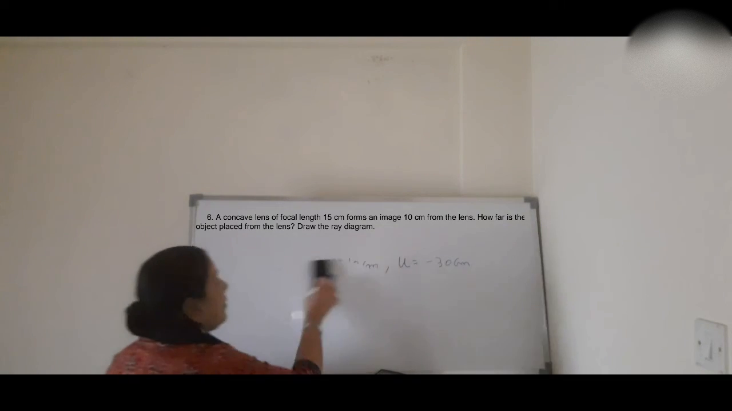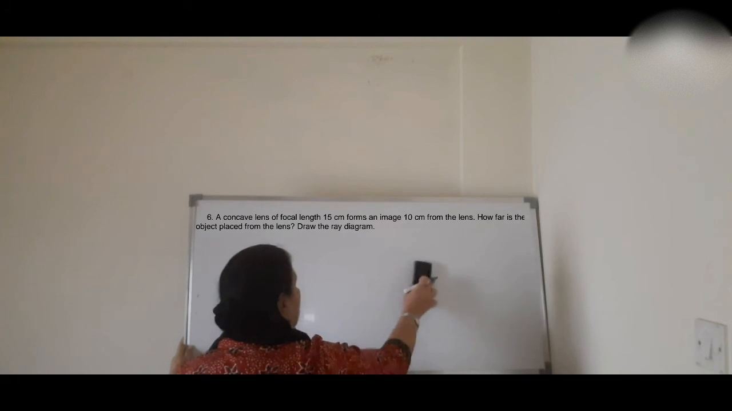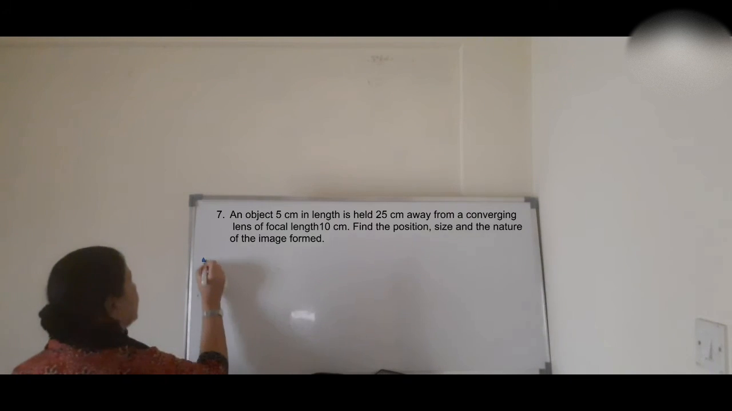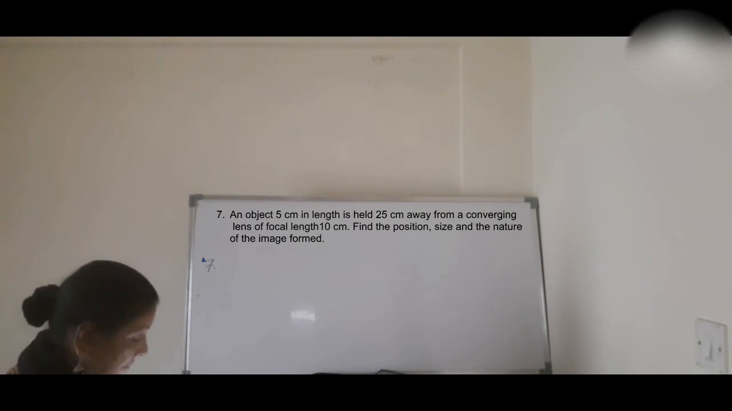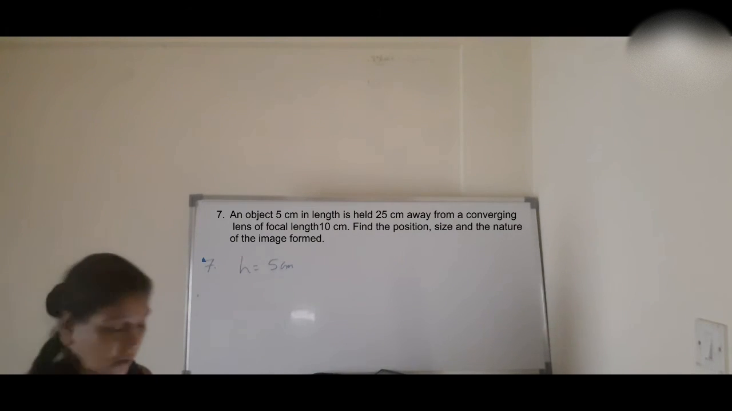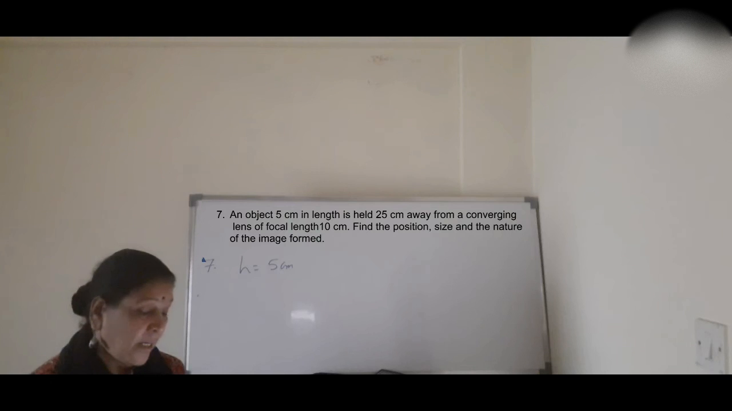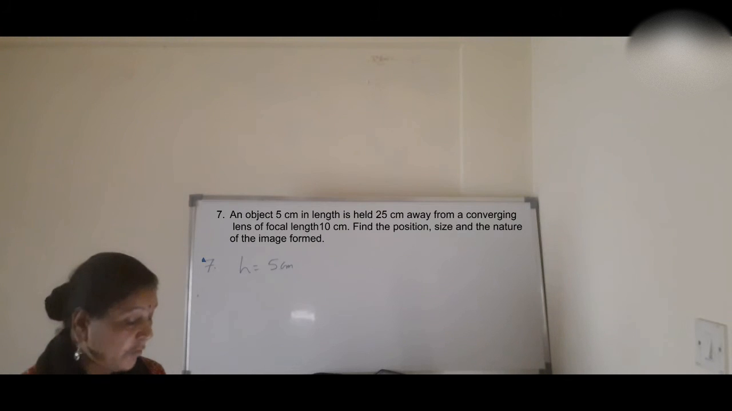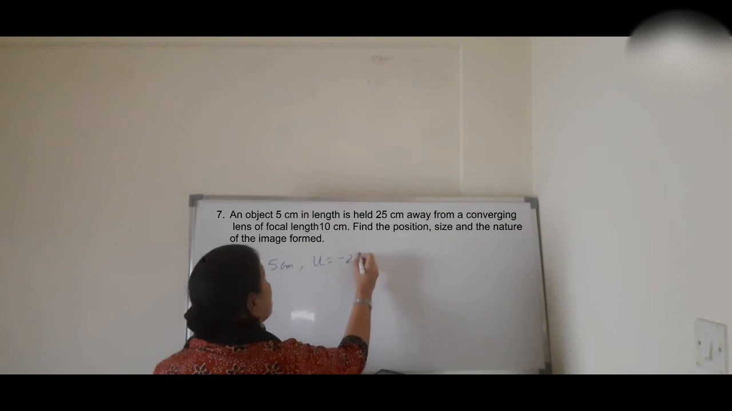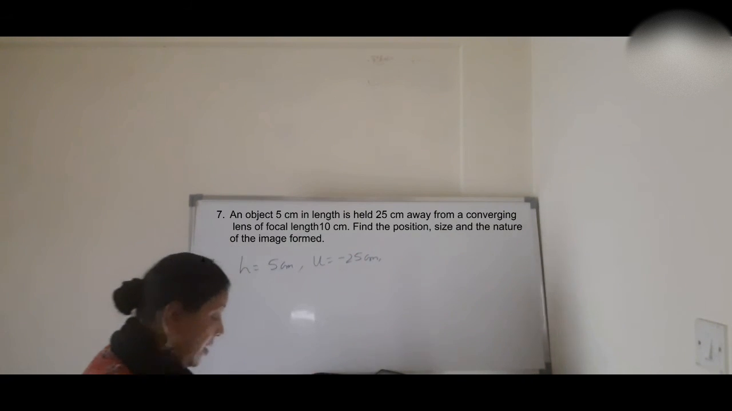Now we are going to take the 7th question. An object 5 centimeter in length. So h is given to you as 5 centimeter. Instead of h, you may also take it as O, that's height of object. It is held 25 centimeter from a converging lens. From a converging lens, u is always negative, as I told you. So minus 25 centimeter u is given. u is always negative for all the lenses.